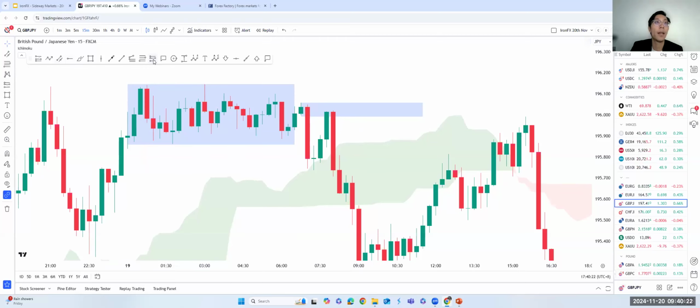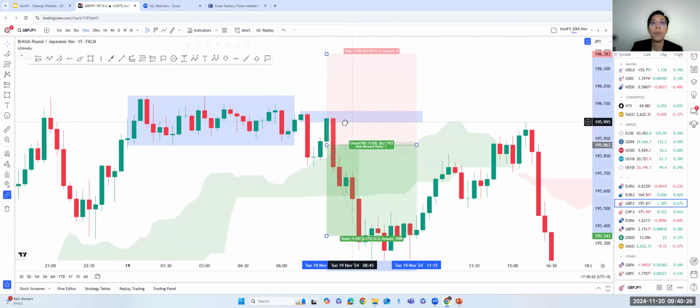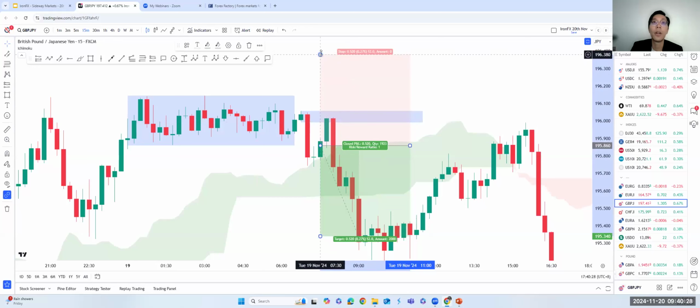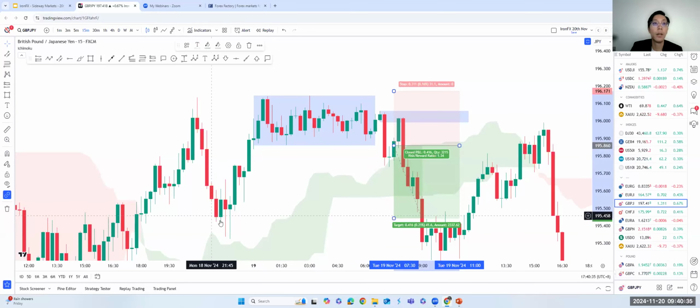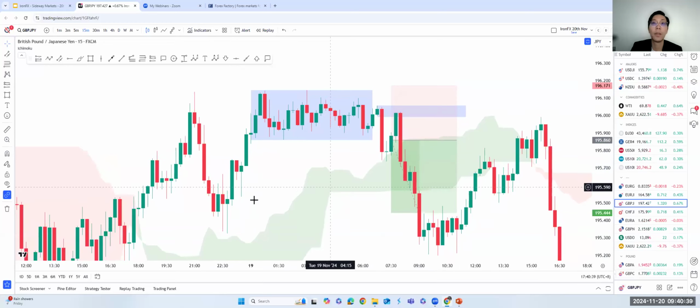For me, I like to just set and forget. So I just enter when it taps into the zone. Price looks weak, I just put it here, 31 pips, and I just target the body of the previous low. This is what I usually do.